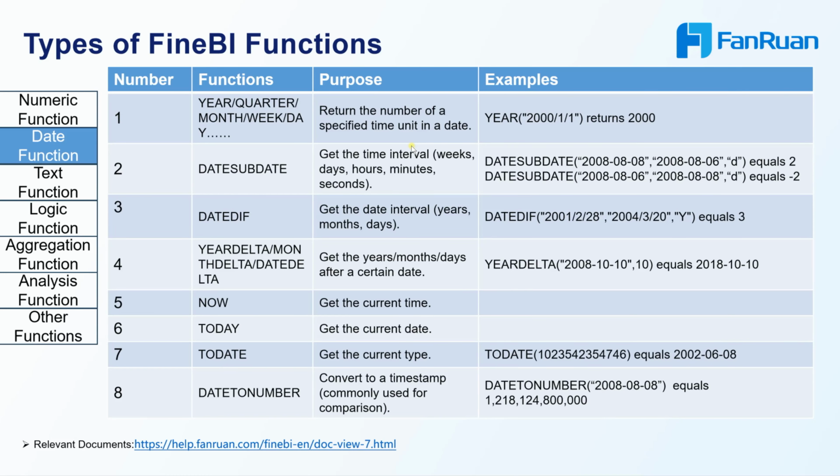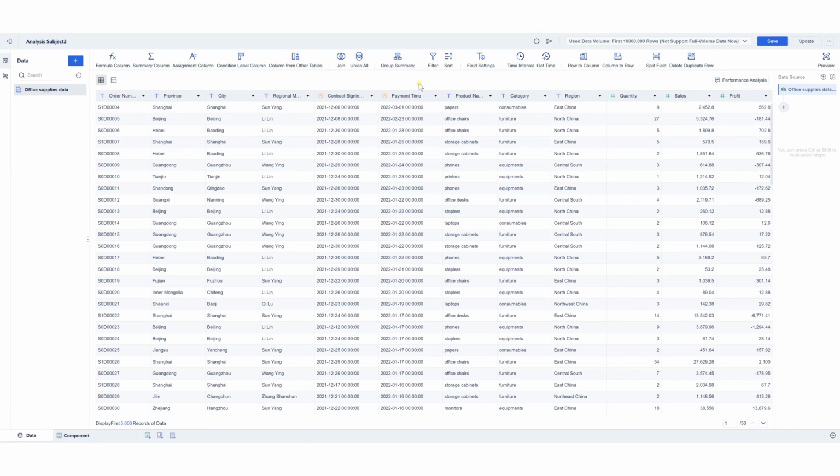The second type of Find BI functions I want to introduce is date functions. Here, I have listed some commonly used functions, along with their purposes and examples. I will demonstrate these functions using a specific example. Let's go back to our Find BI analysis. Earlier, we had a simple demonstration within the components.